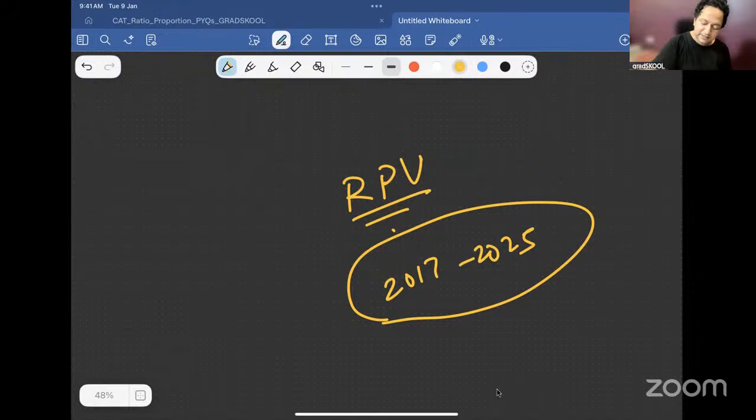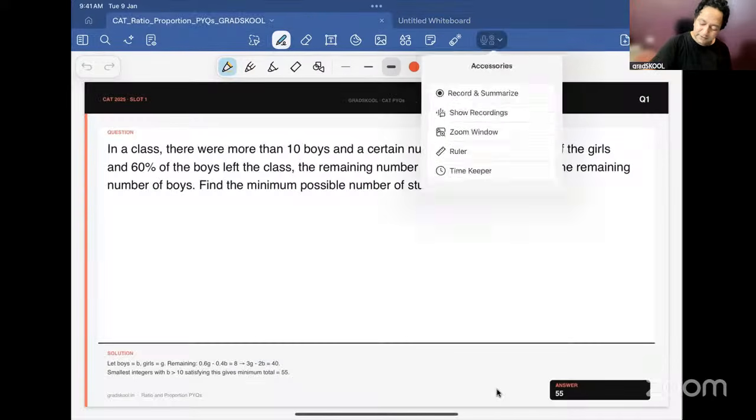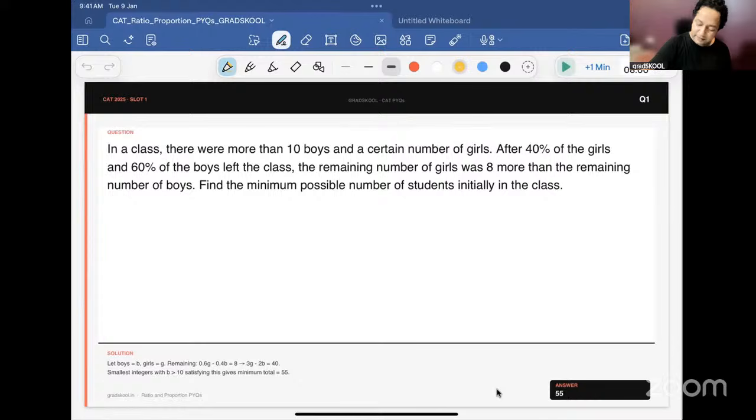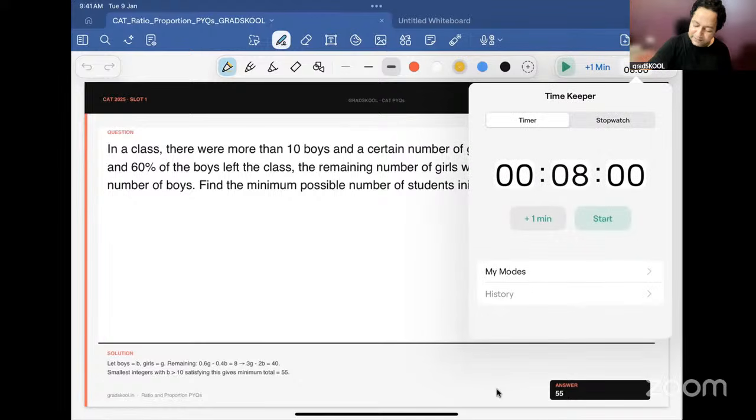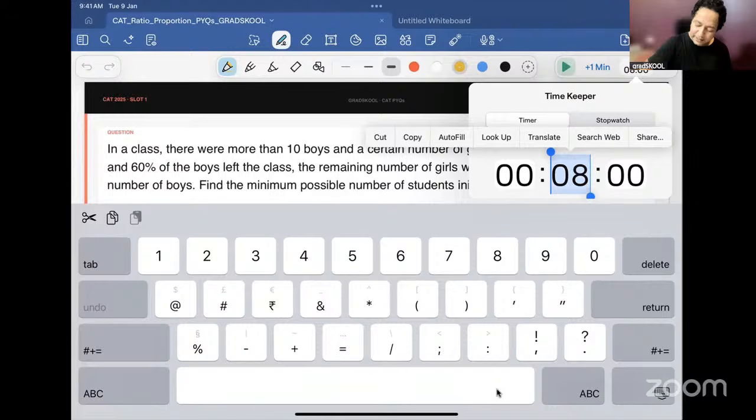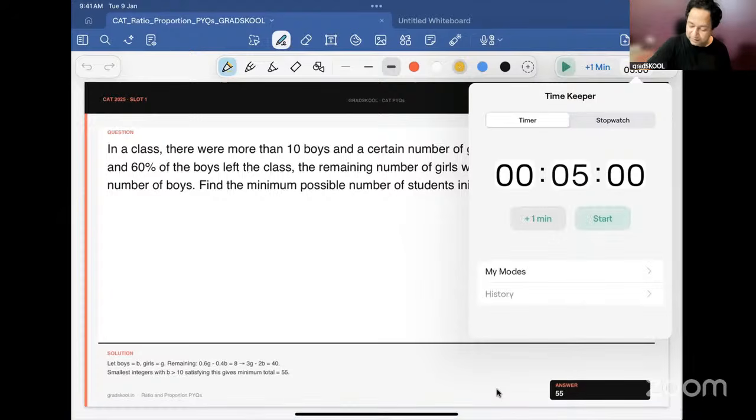So let's start here. The timer. Here's the timer, as I told you. I'm writing 5 minutes here. Why? Because in the first 2 minutes, you will be solving, and then the next 3 minutes, we'll be doing it, so that there is no time wastage at all. Let's start here.